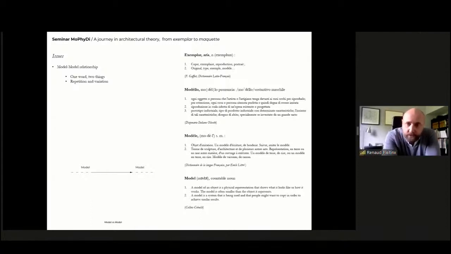It is true for the Latin word exemplar, for the Italian one modello, for the French one modèle, and we know that it is the same with model in English and with modelo in Spanish. It is not surprising that a word has 2 meanings. It is quite usual. But in this case, the same word refers to things that are on each side of a relationship that defines both of them.